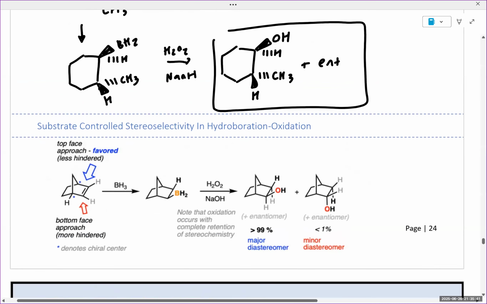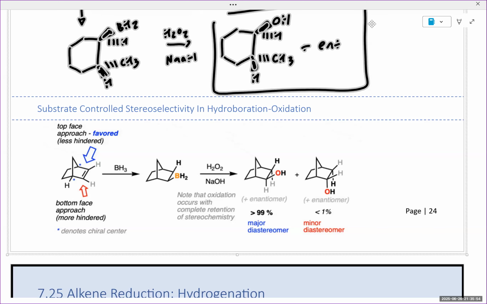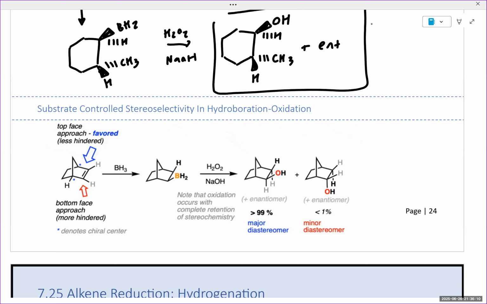One other thing that I'd like to note is that you can observe substrate selectivity in hydroboration-oxidation reactions. For example, in the following molecule, the top face approach is less hindered, so you see almost exclusive addition of hydrogen and boron from the top face. This is one case where you can get substrate-controlled selectivity of hydroboration-oxidation products by virtue of the fact that hydroboration-oxidation is very sensitive to steric hindrance.